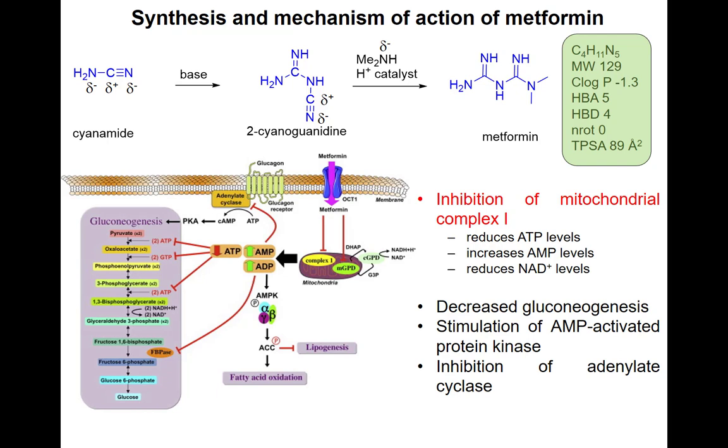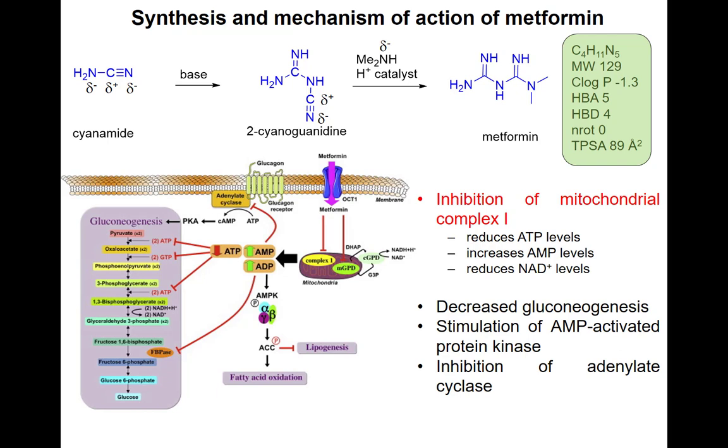And here's in more detail specifically what it does. By inhibiting the mitochondrial complex 1, this is where ATP is being produced from AMP. And by inhibiting this process, metformin results in a reduction of the ATP level, and by doing that, an increase in AMP levels because the AMP is no longer being converted to ATP. It also reduces the NAD plus levels as a result of this inhibition of the complex.